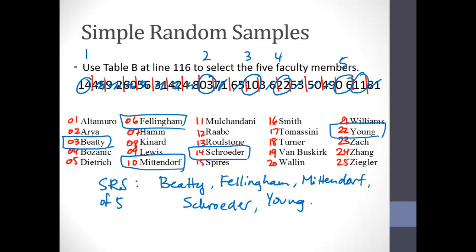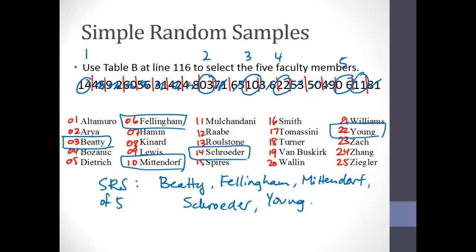So do you see the difference of what we're doing here? The difference is that I have impersonally chosen which 5 people are in my sample. There's no choice that I've made that gives me this sample, other than that I chose line number 116 on the table. That was the one choice I made, but that's going to be an okay choice.